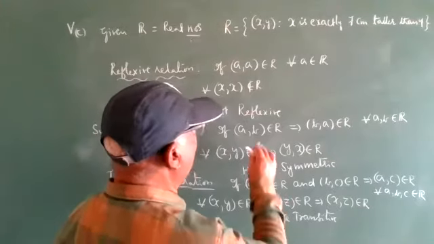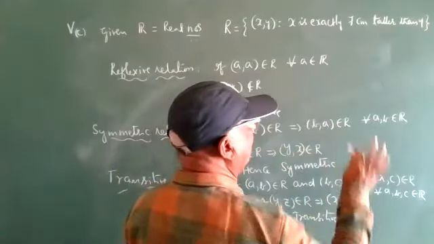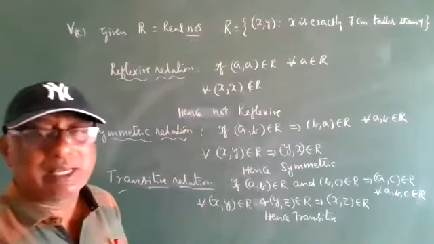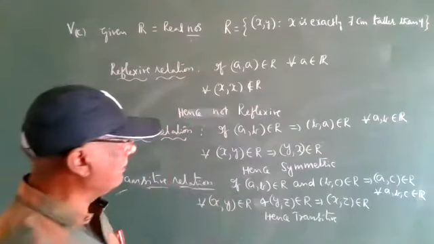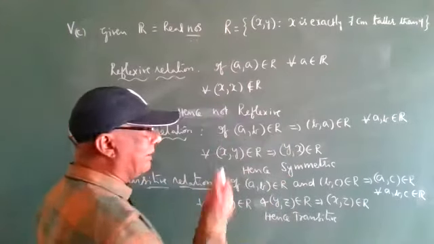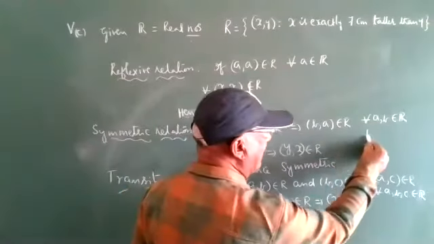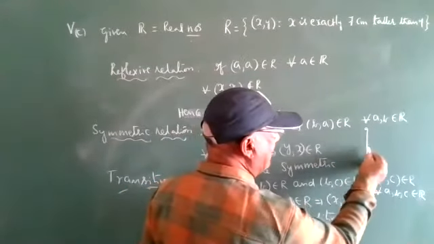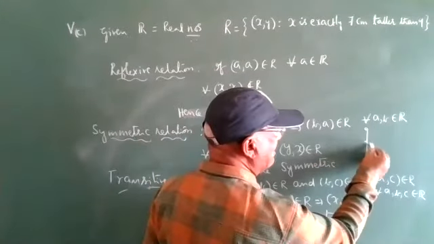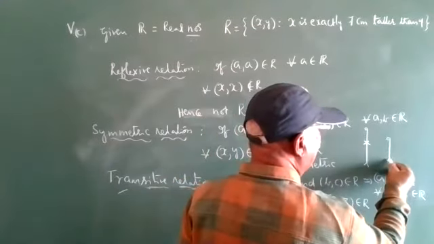Right. Second one, symmetric relation. If (A, B) belongs to R, then (B, A) belongs to R. Then only we say that it is symmetric. Here, X is taller than Y. I will draw the figure. He is the X person. He is taller than Y person.